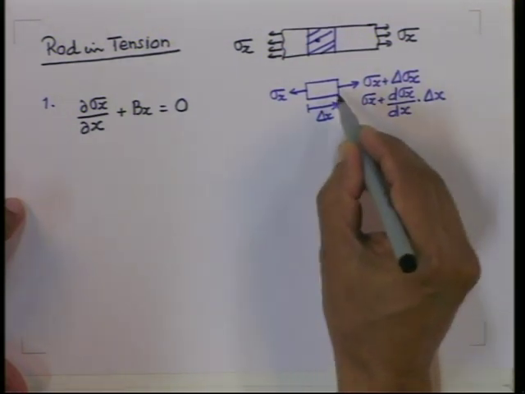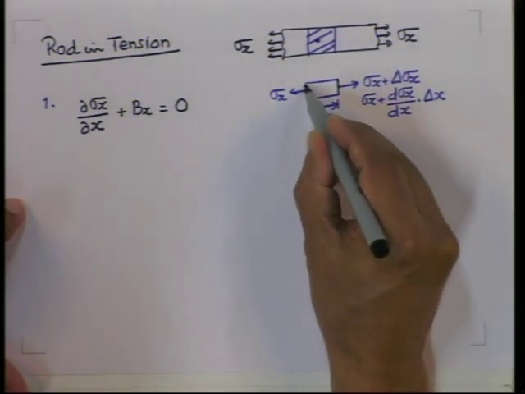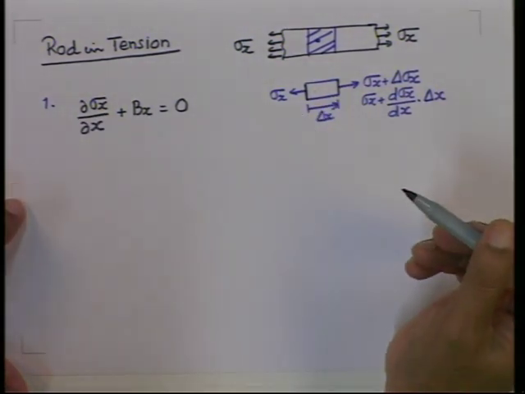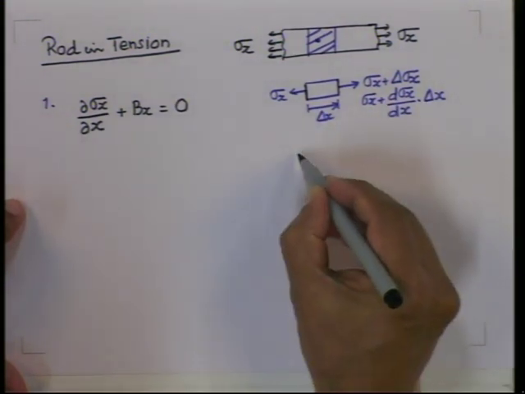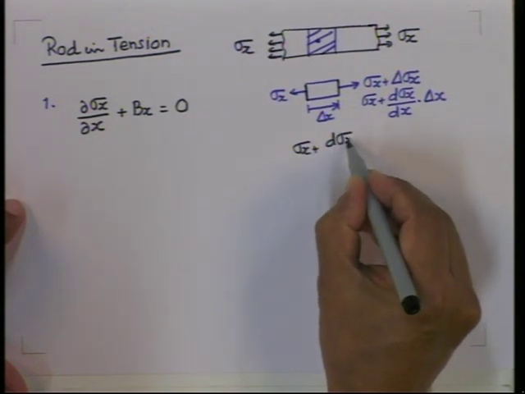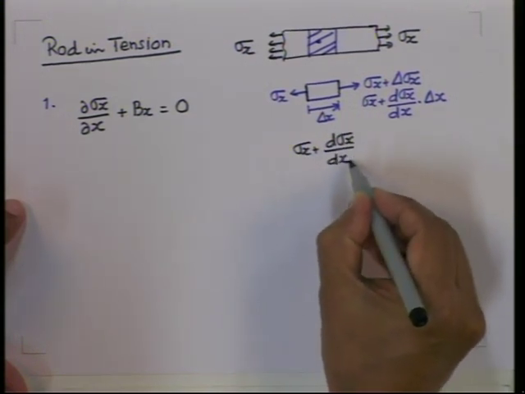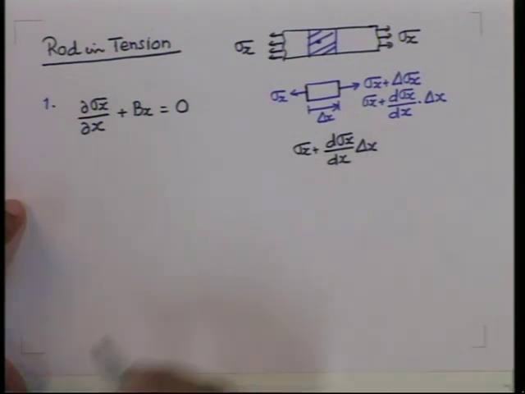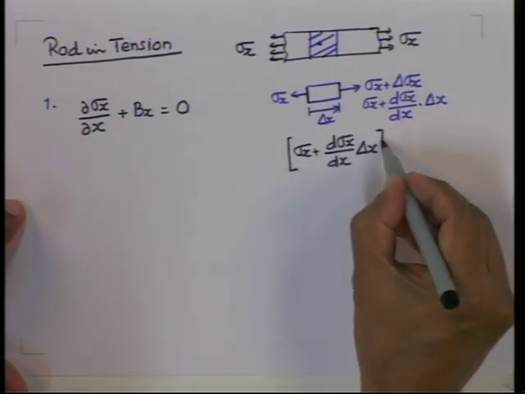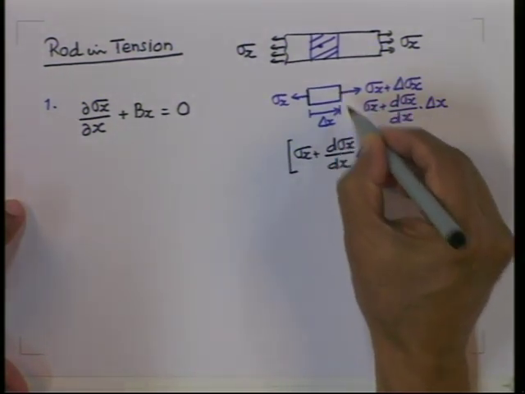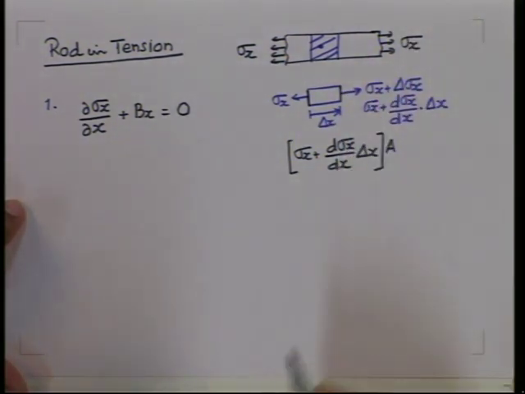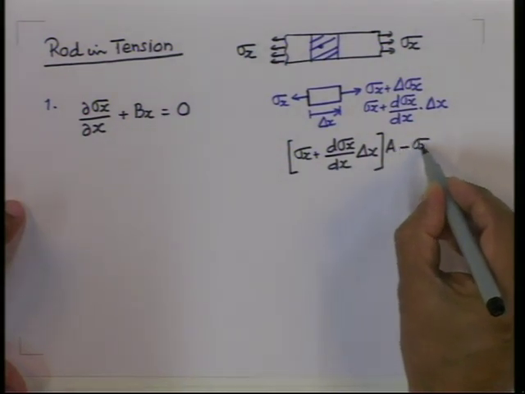Equilibrium means this element is in a state of equilibrium, sum all the forces. So, in x direction, you should get the same result. This is the stress, and stress cannot be summed. You have to convert this into a force by multiplying by the area of cross section. So, the area of cross section of this rod is A, giving minus sigma x into A.